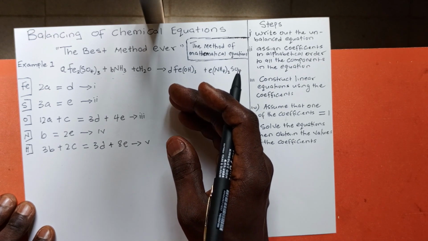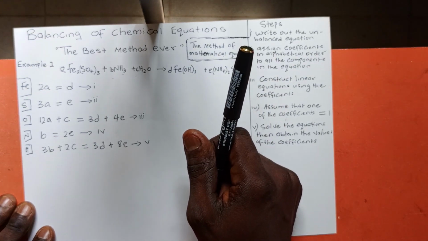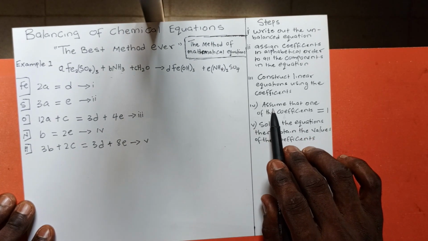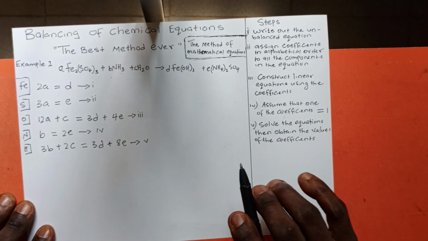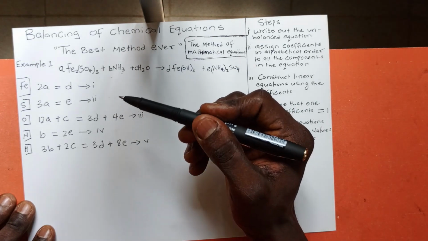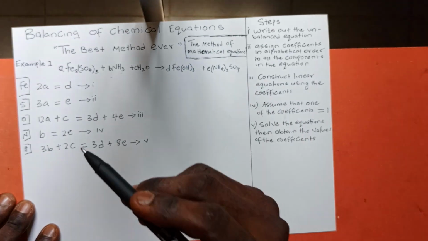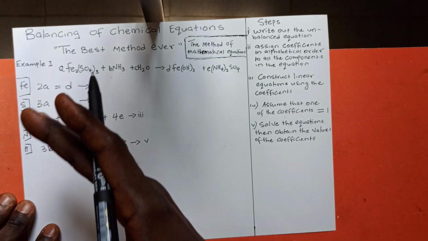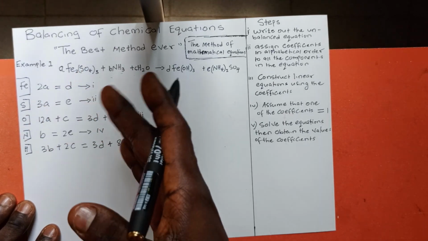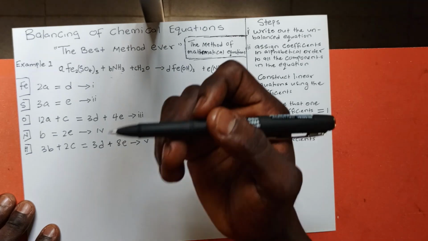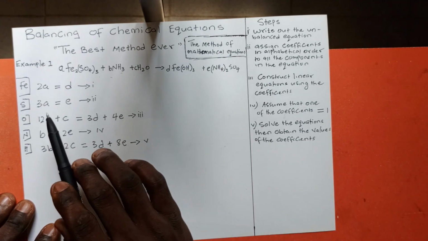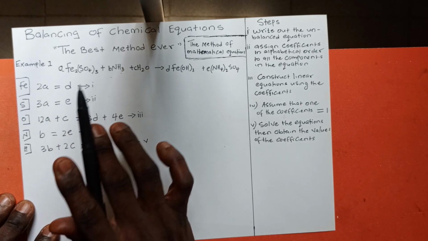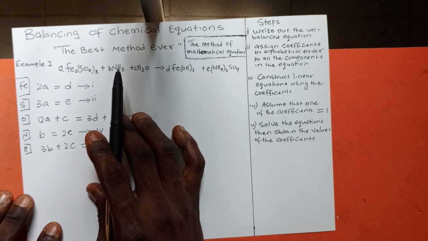Now let us solve the equations. To solve these equations, remember the next rule says, assume that one of the coefficients is equal to 1. Before you make this assumption, you have to choose which coefficient to make equal to 1, but make sure the one you're equating to 1 is the one that is very convenient. For example, if I make my A equal to 1 here, I'm going to say 2 times 1 is equal to what? D. That one is very convenient. So can we try it out? Let's try.